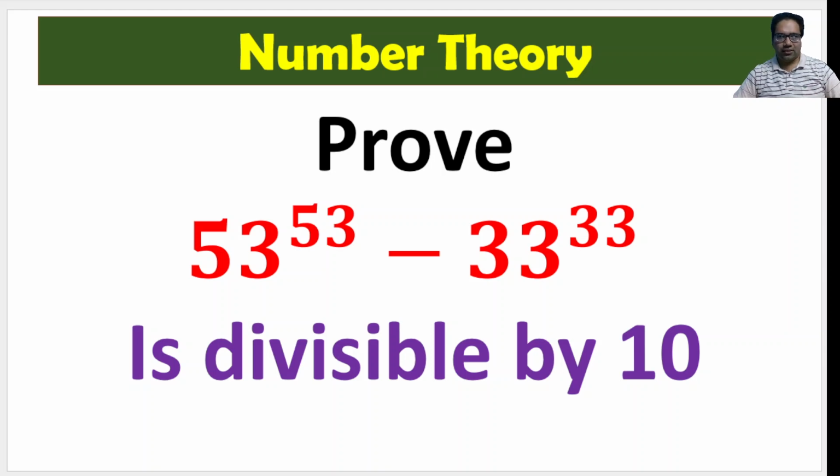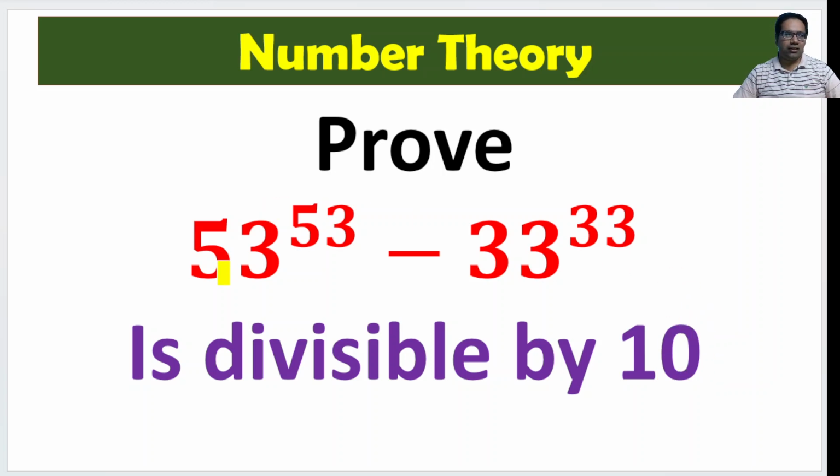Hi. In this problem, we have to prove that 53 power 53 minus 33 power 33 is divisible by 10. Obviously, we cannot expand these because it becomes very cumbersome. Now, when some number is divisible by 10, what does it mean? At least the final digit should be 0. For example, if 90 is divisible by 10, that means the final digit is 0. There can be more zeros, but at least the final one should be 0.